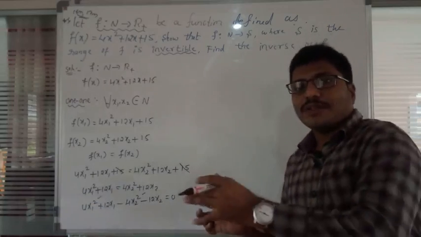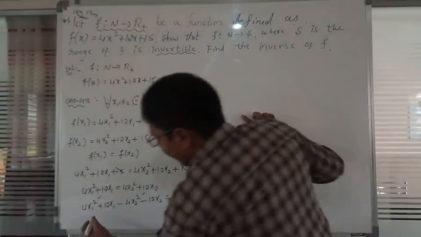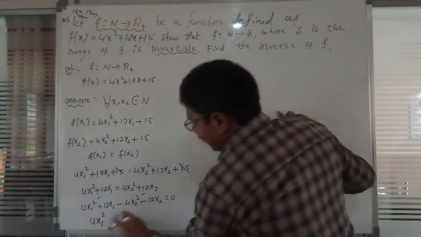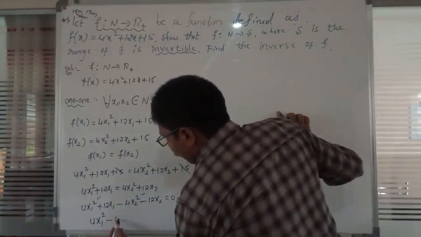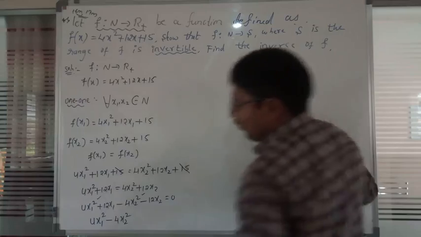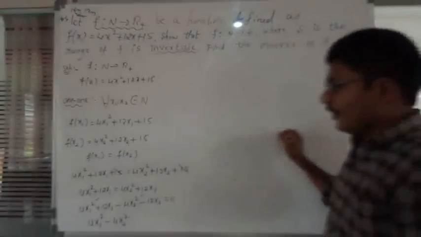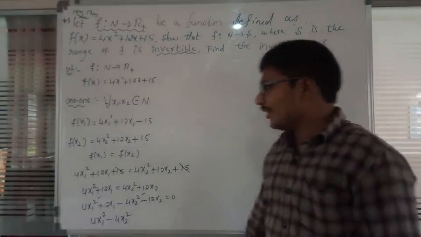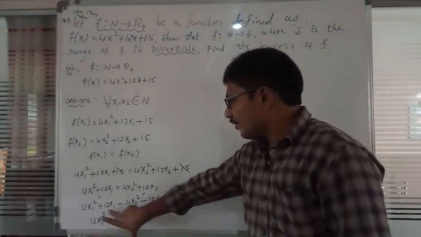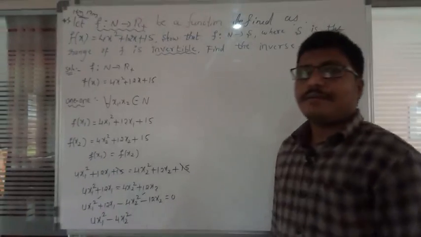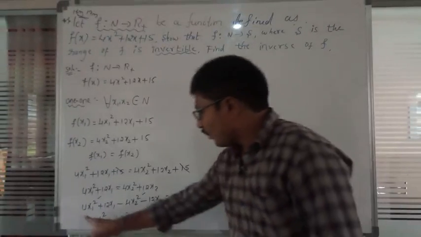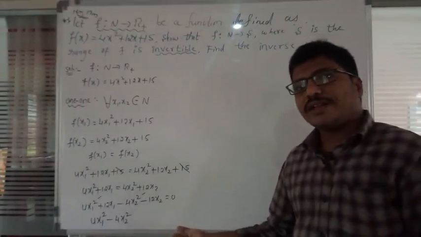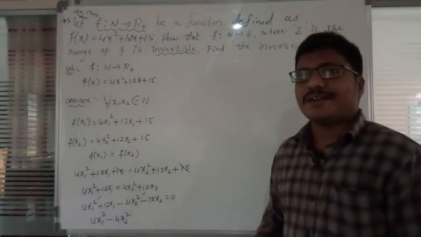Write them on one side and let's see what happens. 4x1 whole square, this contains a minus, so that's why minus 4x2 square. And which values contain the power 1, the remaining elements we should write. What are the remaining elements? 12x1 and minus 12x2.